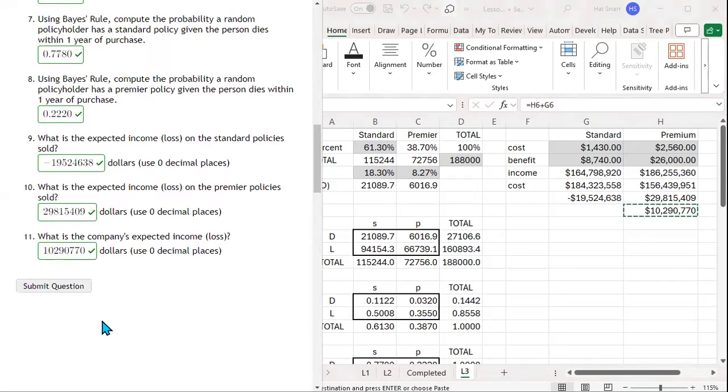So what's going on here is that very few of the premium policyholders die. A lot more of the standard policyholders die than the premier policyholders. But they're charging such a high premium for the premier policies that those policies are really profitable, and in a sense they subsidize the standard policies that lose the company money.